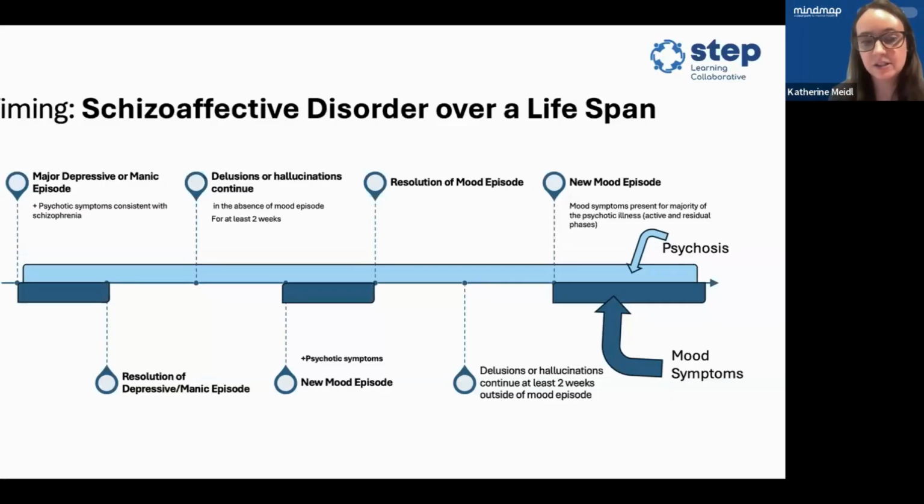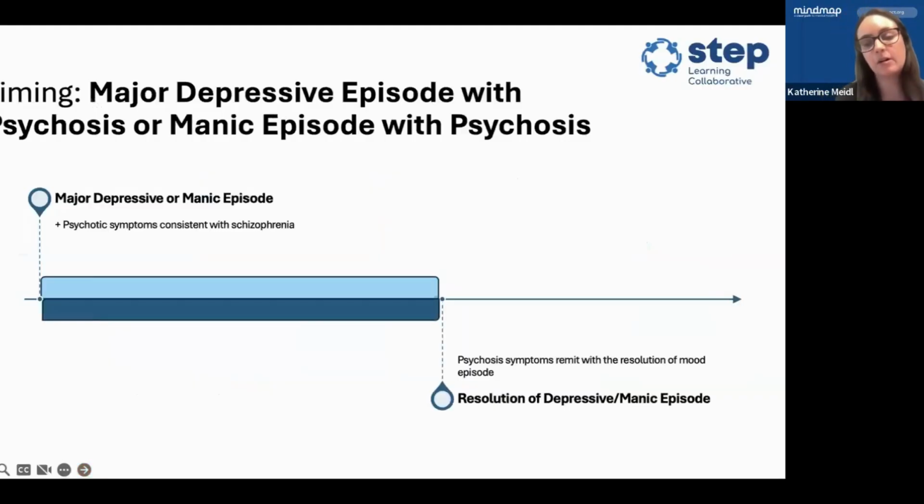And when thinking about the duration of illness across the lifetime, you are going to have a significant portion of a patient's life where they're experiencing or receiving treatment and having some residual symptoms of psychosis. And they're also going to have a significant amount of mood episodes throughout their life as well. And that's what can be really helpful to map out and think about when we're thinking about these timelines. And on the next slide, we think about a major depressive episode or a manic episode with psychosis.